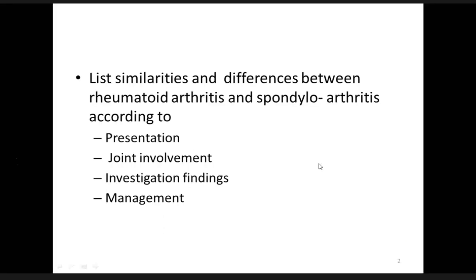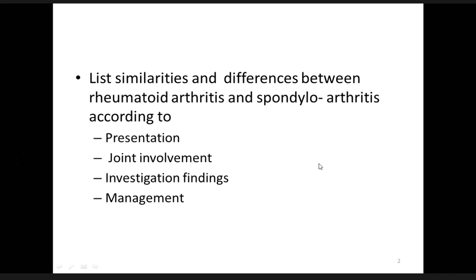So back to the first question, right? What are the similarities and differences between rheumatoid arthritis and spondyloarthritis? According to the presentation, joint involvement, investigation findings, and basically management. We discussed a lot, isn't it? I'm not going to give the answer for this question. This is all basically theory, and you must know the differences between rheumatoid arthritis and spondyloarthritis, right? I'm not going to discuss this answer myself, and you all have to give the answers.